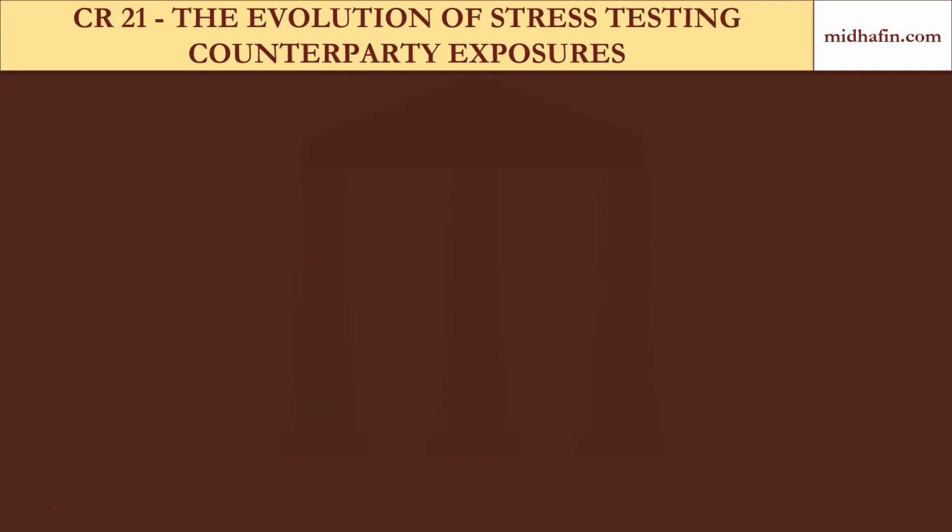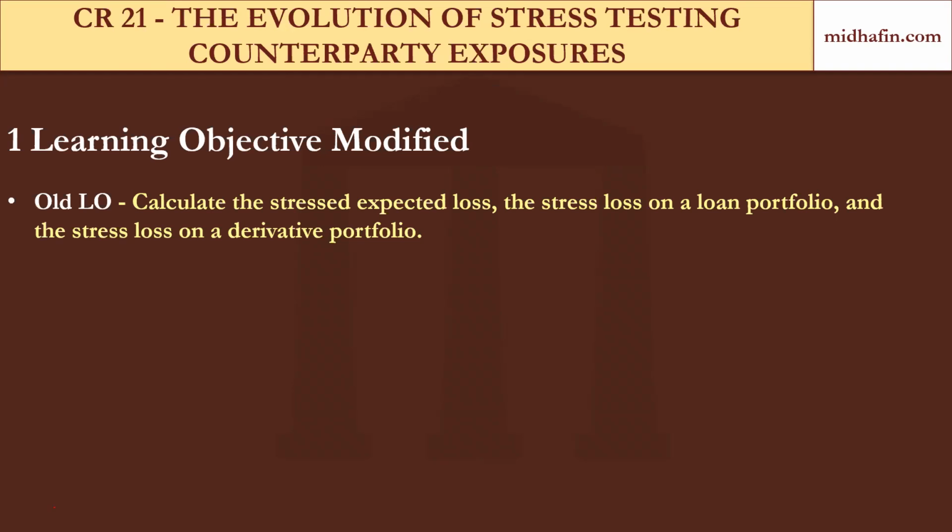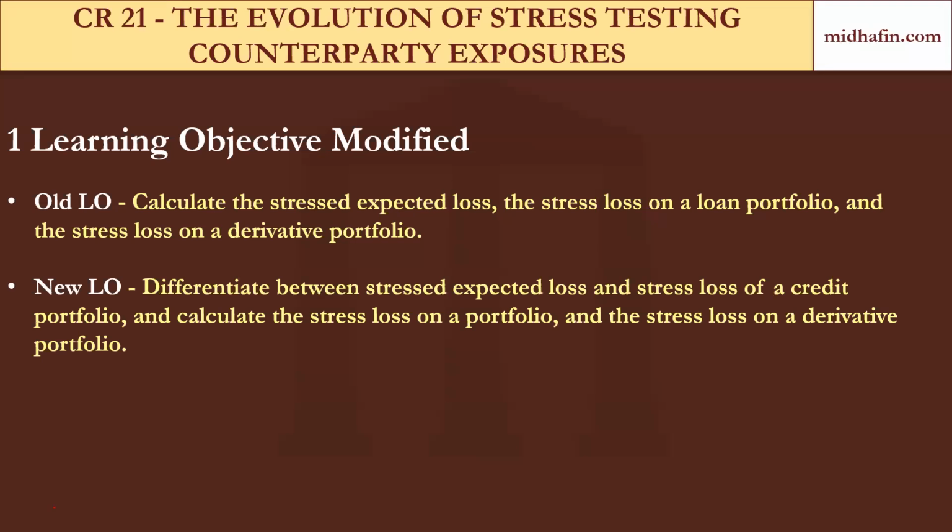Then CR 21. Again, this is not a new chapter which has been added. This is a chapter where one of the learning objectives has been modified. So this was the old learning objective: stressed expected loss, stress loss on a loan portfolio, stress loss on a derivative portfolio. And this is the new learning objective, differentiating between. So basically the differentiating part has been added. Earlier it was only about calculation. Now it is also about differentiation between stressed expected loss and stress loss.